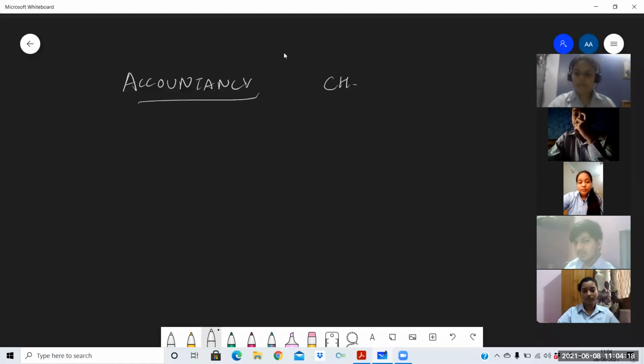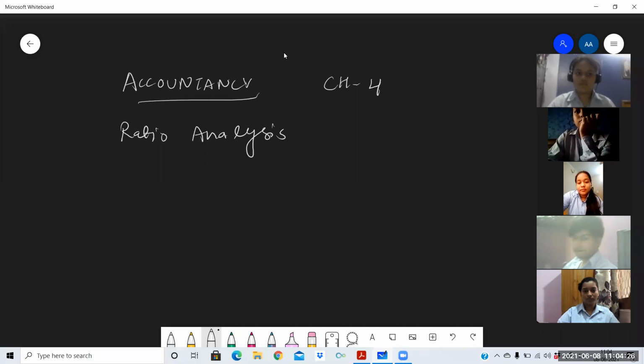Chapter 4, ratio analysis. As you all know, in ratio analysis there are 4 categories of ratio: liquidity ratio, solvency ratio, turnover ratios, and profitability ratios. All the first three categories we have already done. Now we are doing the fourth category, profitability ratio.